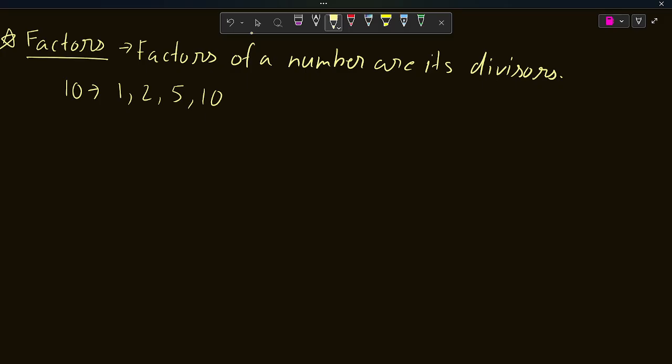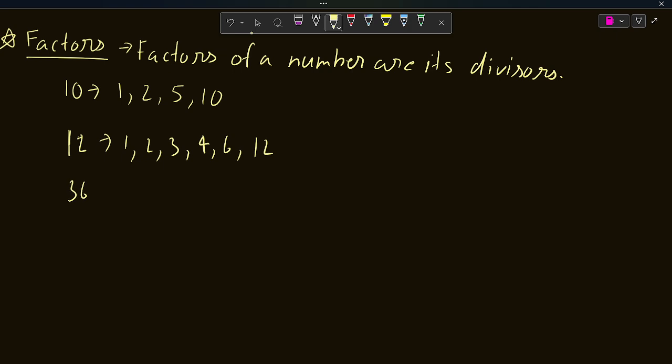Suppose we talk about 12, then what are factors of 12? All those numbers which can divide 12 completely, like 1, then we have 2, 3, 4, 6 and 12. All these numbers can divide 12 completely, therefore these are factors of 12.